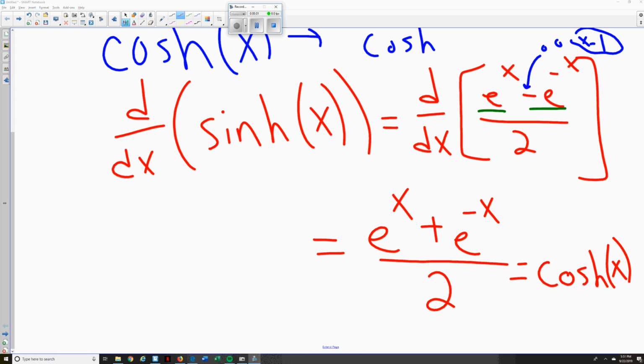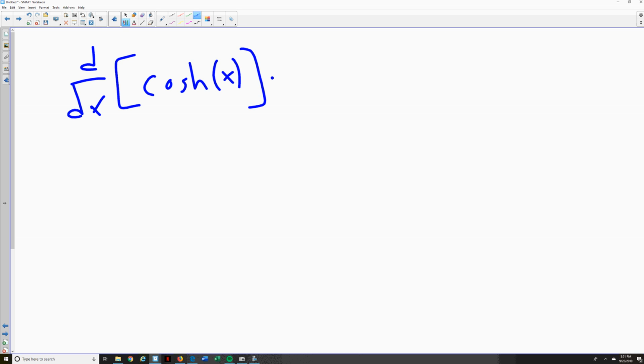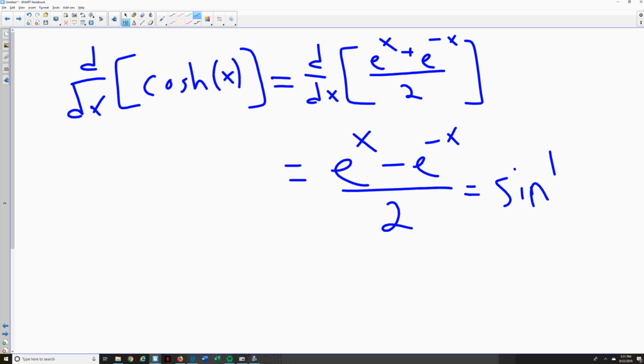Let's continue. We won't do all of these. We'll work some in class, but let's look at the derivative of the hyperbolic cosine. Remember that's the derivative of e to the x plus e to the negative x all over 2, which is e to the x minus e to the negative x all over 2, which is the hyperbolic sine of x. Notice that the derivative of sinh is cosh and the derivative of cosh is sinh, which is different than what we would have expected.